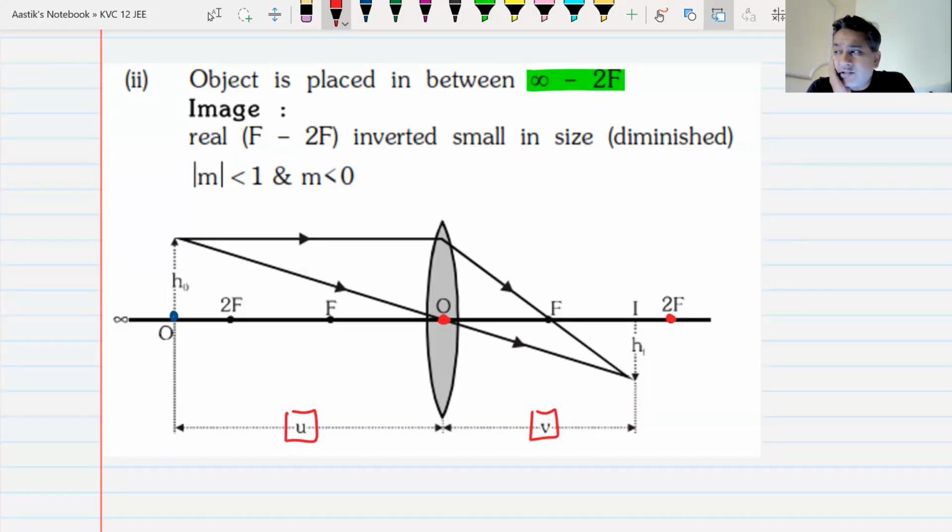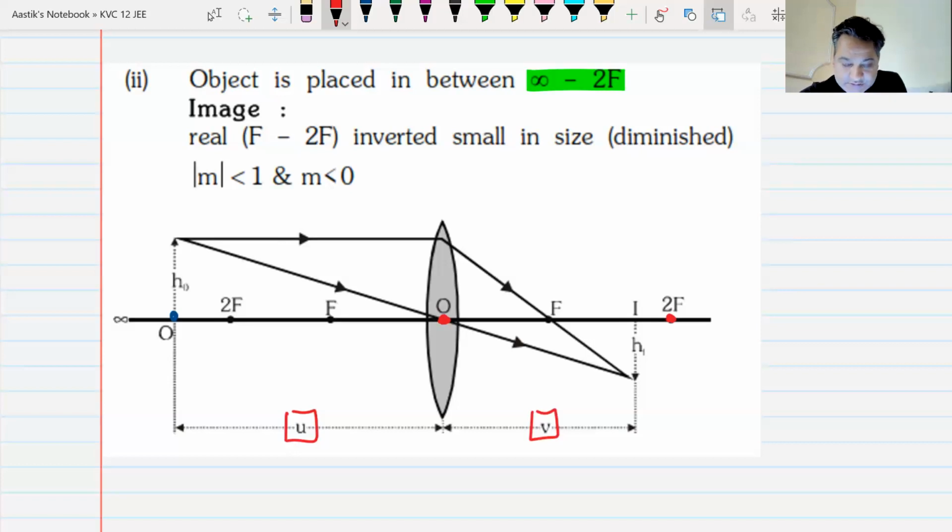Remember, you are drawing the ray diagrams for a lens, but exactly the same cases happen in mirrors. The only difference is here the image is formed on the other side, there the image was coming on the same side. Rest all is the same. Have we done this? Case number 2. Yes, sir. The other class, are we done? Done, sir. Then, sir, comes the next condition, sir.